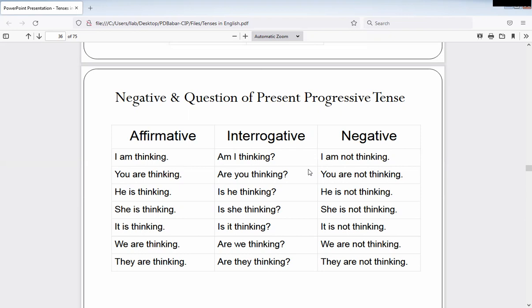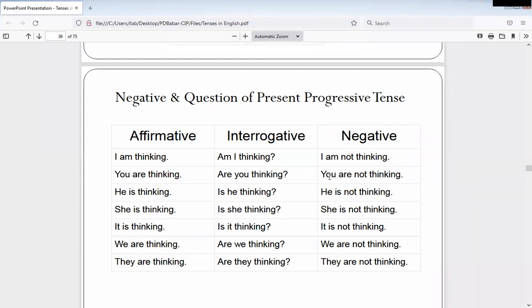Okay. So then next is you are thinking. This is the affirmative. You are thinking. Then its negative will be you are not thinking. Its interrogative will be are you thinking? Then the third is he is thinking. Okay, if this is the affirmative, its negative will be he is not thinking, and its interrogative will be is he thinking?